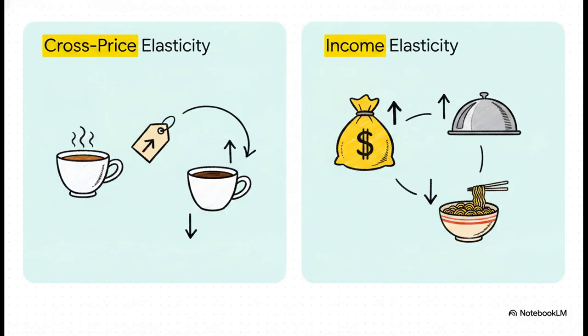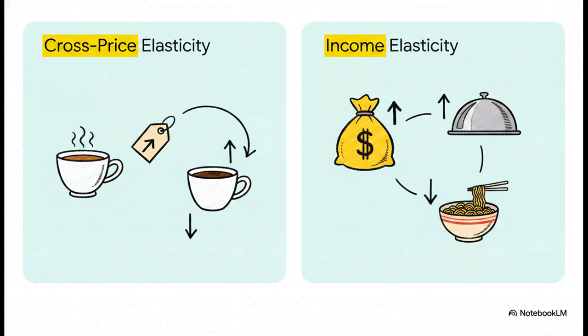But you know, the price of the item itself isn't the only trigger here. We also have cross-price elasticity, which shows us how demand shifts when competitor prices change. Like if the price of tea suddenly skyrockets, your demand for its substitute, coffee, might shoot up right along with it. Then there's income elasticity. That tracks how your buying habits shift as your paycheck changes.